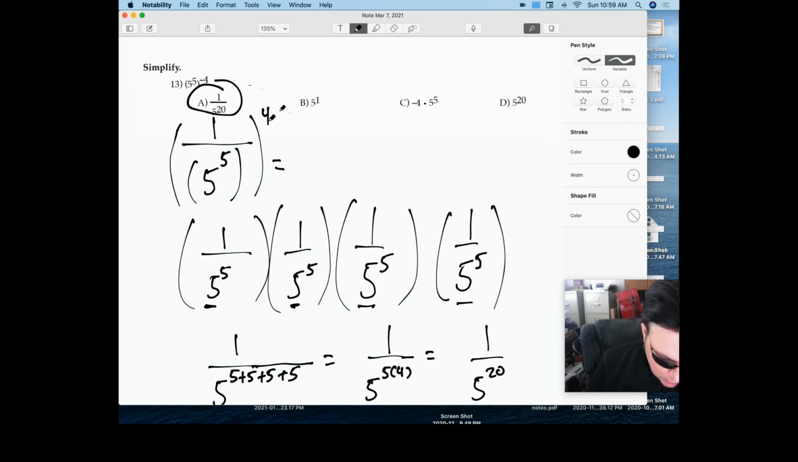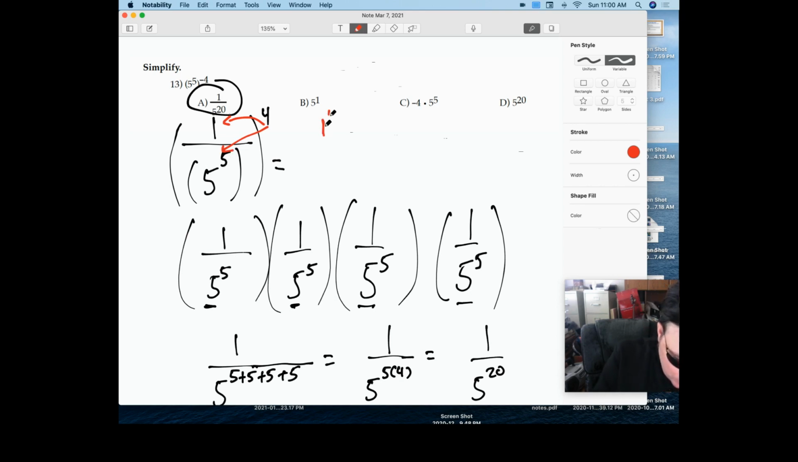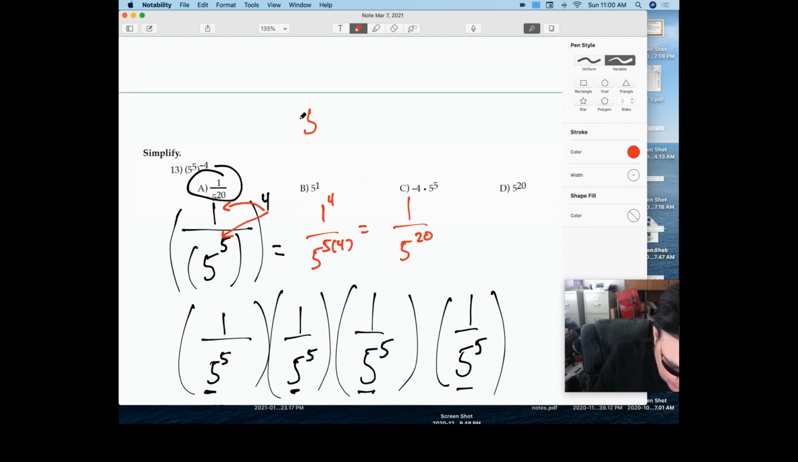Now, what is the general rule? The general rule is that you multiply. So if I write it like this, the general rule is that we can just multiply. This is just 1 to the 4th, and this is 5 to the 5th raised to the 4th. So this is 1 to the 4th over 5 times the 4, which is just 1 over 5 to the 20th.